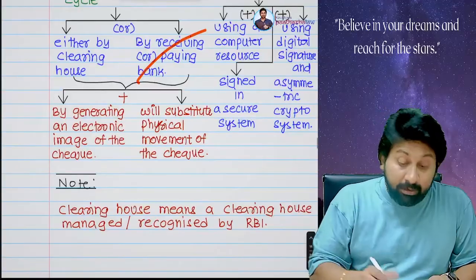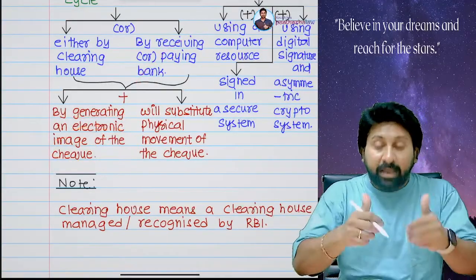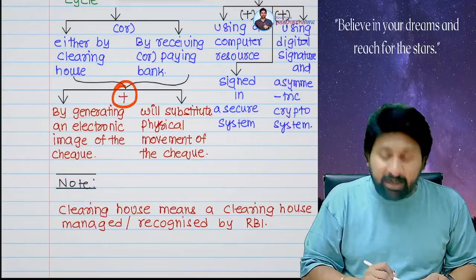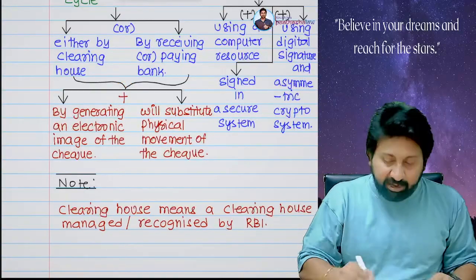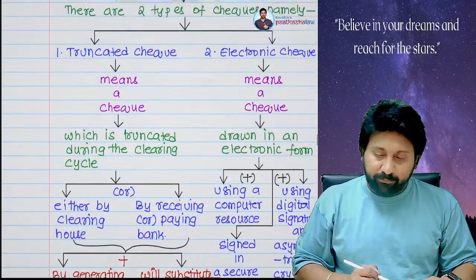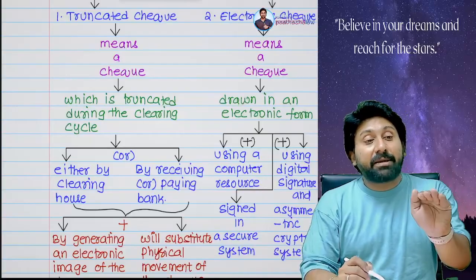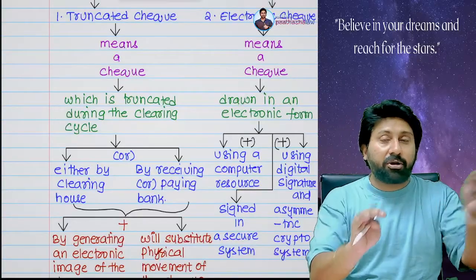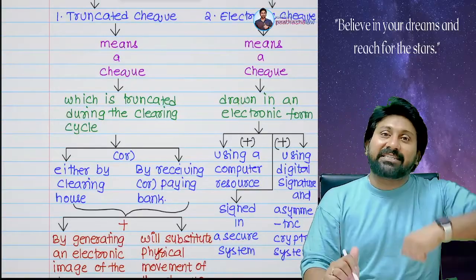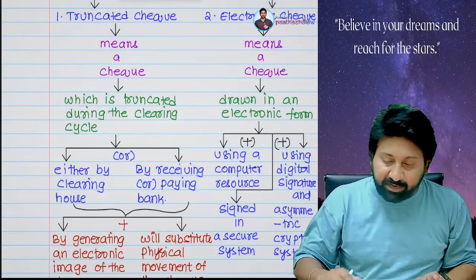How will it be done? By generating an electronic image of the check. And the physical check you need not give again. It will substitute the physical movement of the check. Next, electronic check. For a truncated check, the physical check will be given, kept in a machine, and converted into an electronic image. But an electronic check, sir, the check itself is electronic. Net banking, NEFT, RTGS come under that category.